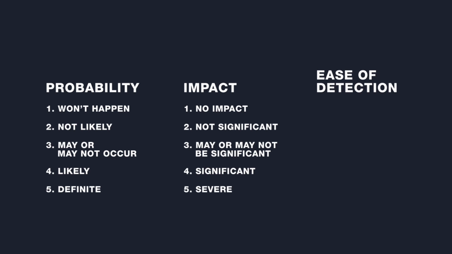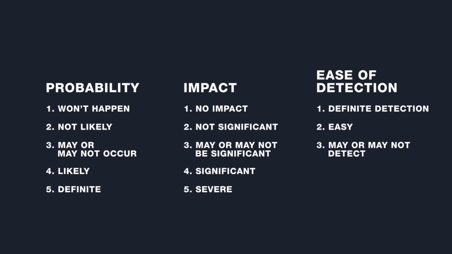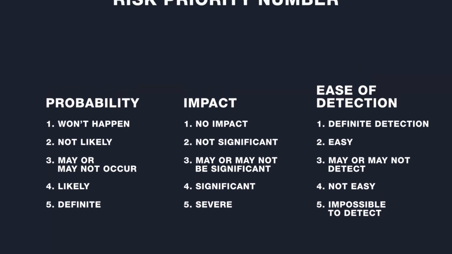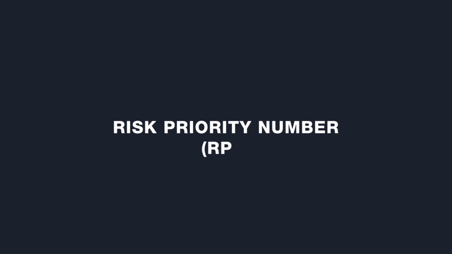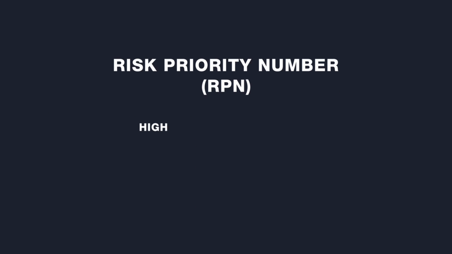And the ease of detection scale could be 1, definite detection, 2, easy, 3, may or may not detect, 4, not easy, 5, impossible to detect. To determine the priority of the risk, each of the values provided for probability, impact, and ease of detection are multiplied to provide a risk priority number, or RPN. The higher the RPN, the greater the risk.